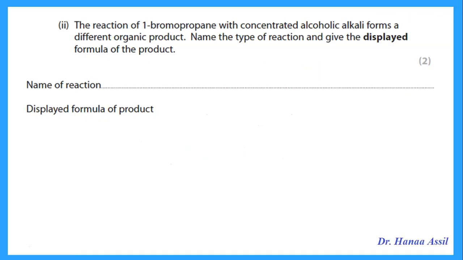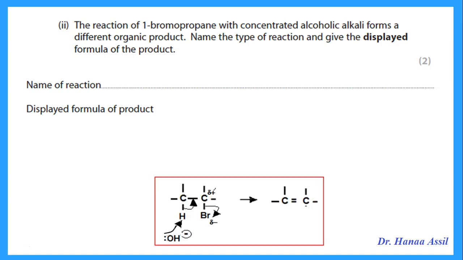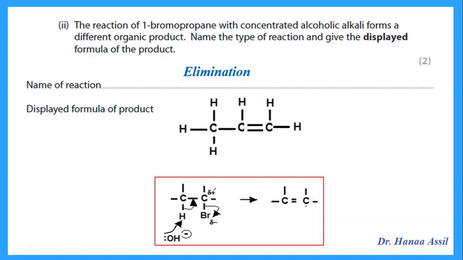The reaction of 1-bromopropane with concentrated alcoholic alkali forms a different organic product. Name the type of reaction and give the displayed formula of the product. Again, if I'm starting with 1-bromopropane in alcohol, so this is KOH in ethanol and heat. The name of the reaction in this case is elimination, because what I end up with is the alkene.